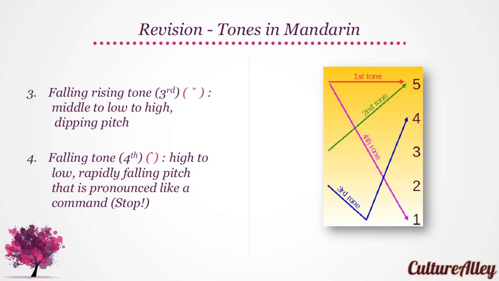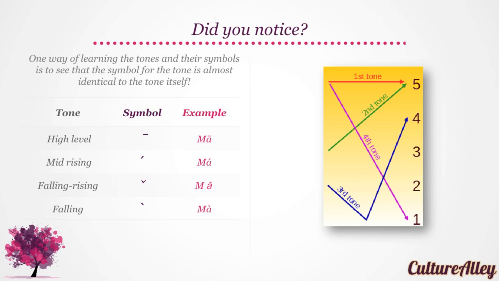You will notice that the tones and the symbols used to identify them are symbolic. We can use this to our advantage and read the tone by simply looking at the symbol. Let's take a look at the table below. See that the high-level tone is a high bar? Similarly, the mid-rising goes from the middle to the top. The V-shape of the falling-rising tone is also indicative of its intonation. And finally, the falling tone has a downward slant, indicating the sharp fall that it usually takes. So all you have to do now is look at the symbol to identify the tone.